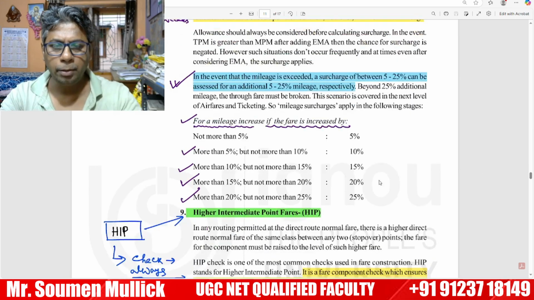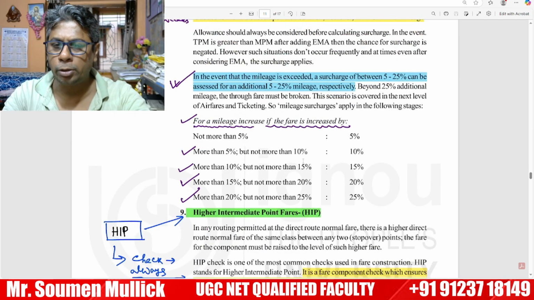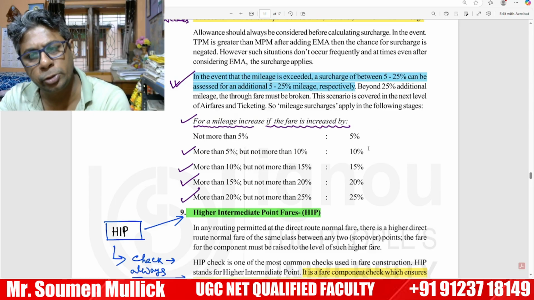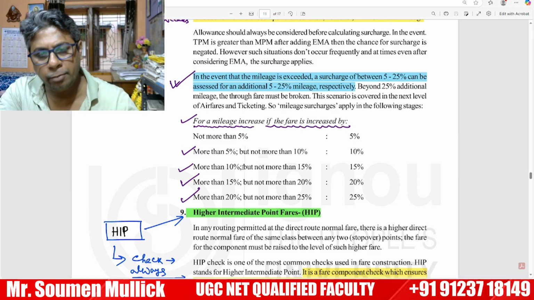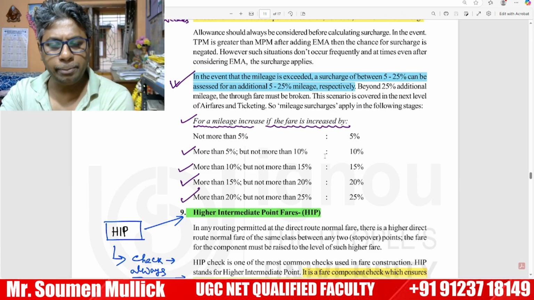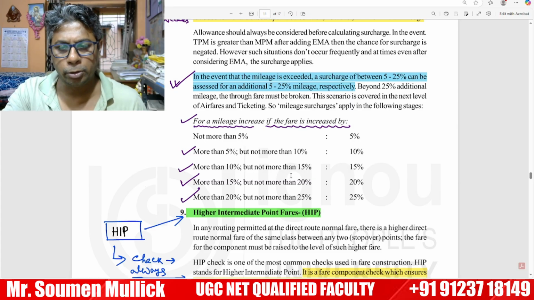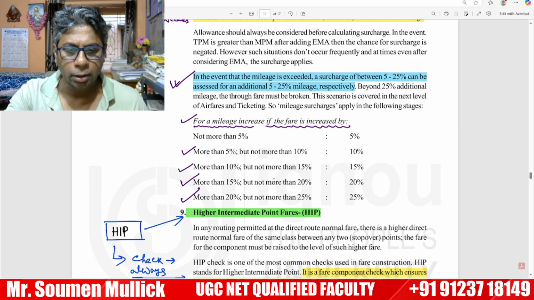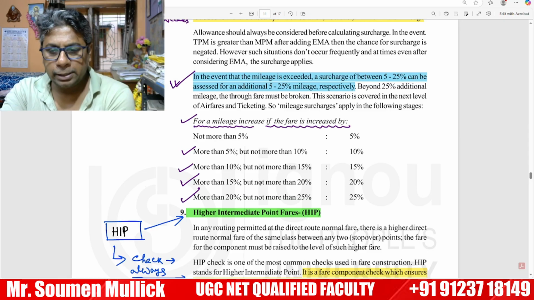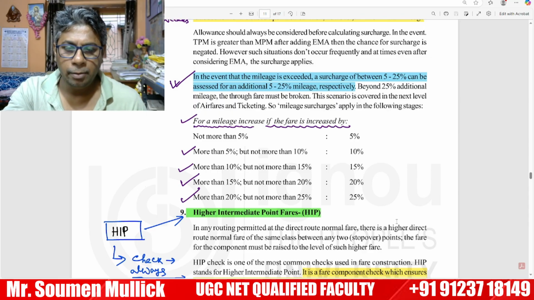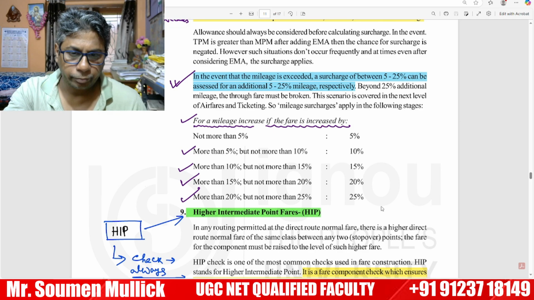For example, not more than 5%, in that case 5% surcharge is introduced. More than 5% but not more than 10%, in this case 10% surcharge. More than 10% but not more than 15%, 15% surcharge is introduced. More than 15% but not more than 20%, the 20%, and finally 25%.